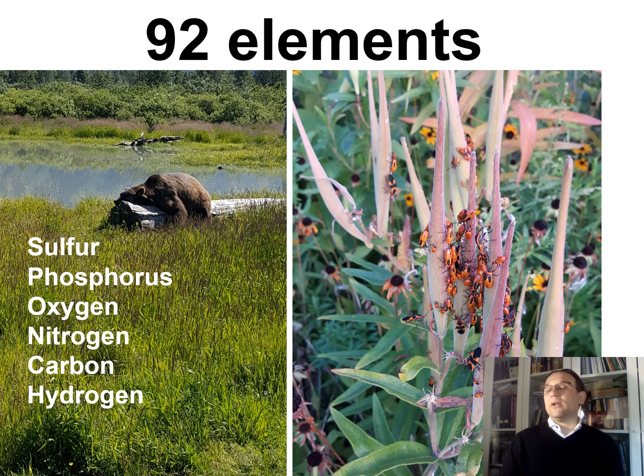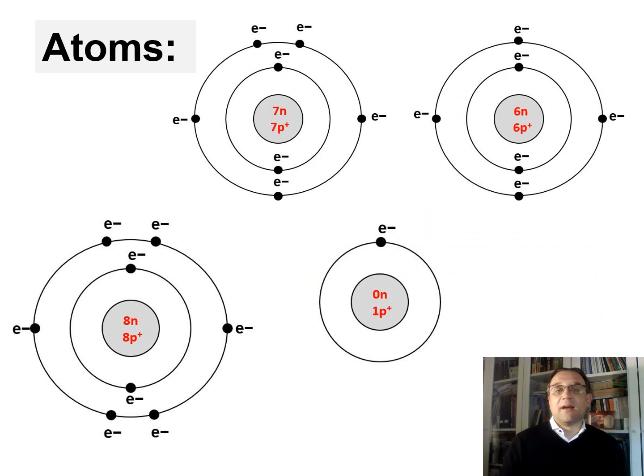Both living and non-living things are made of elements. There are 92 naturally occurring elements in the universe. An element is a substance that cannot be separated into simpler substances purely by chemical means. Of these 92 elements, only 6, sulfur, phosphorus, oxygen, nitrogen, carbon, and hydrogen, make up living matter. An atom is a part of an element. A particular element is composed of only one type of atom.